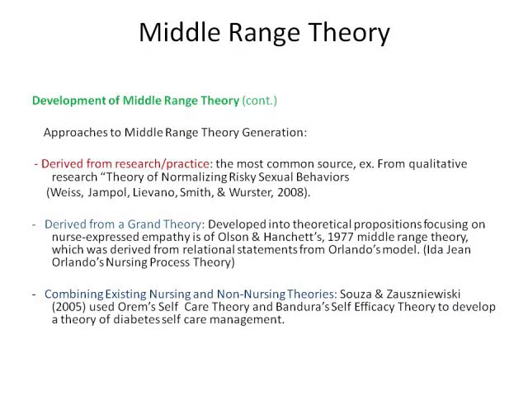We're still on the development of middle range theory. We have the approaches to middle range theory generation. Where do we get it? So, it is derived from research or practice. It is the most common source. Example is from qualitative research, the theory of normalizing risky sexual behaviors. Theorists report combining qualitative research with literature review, concept analysis, concept synthesis, and other techniques in the process of developing middle range theory. And then, derived from a grand theory.